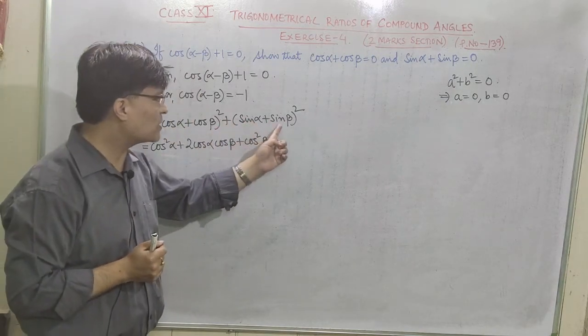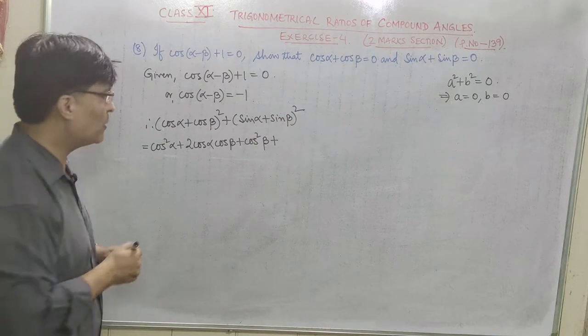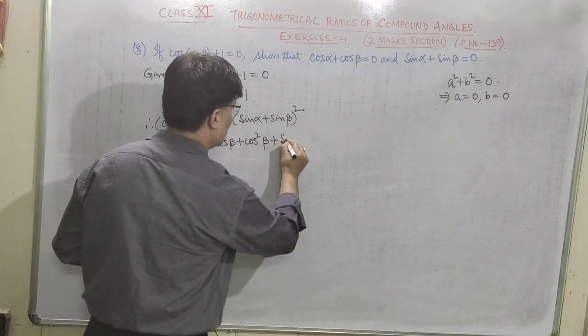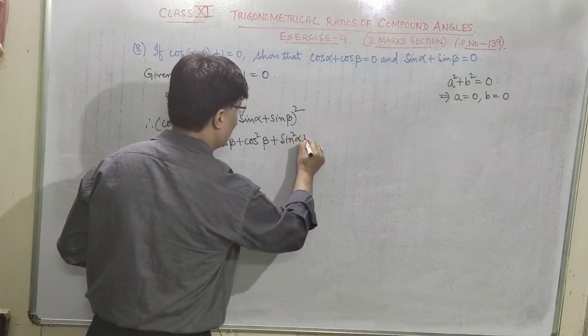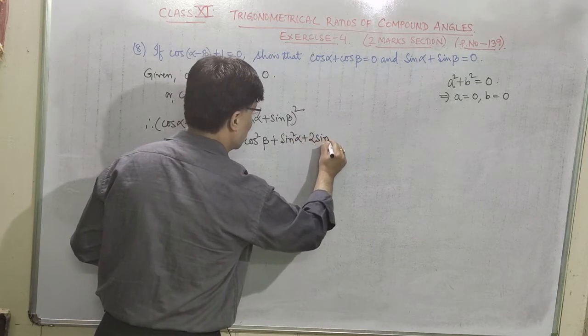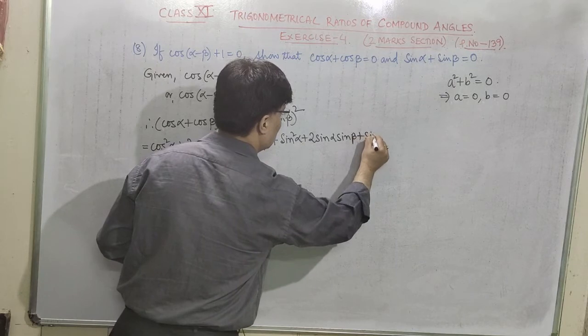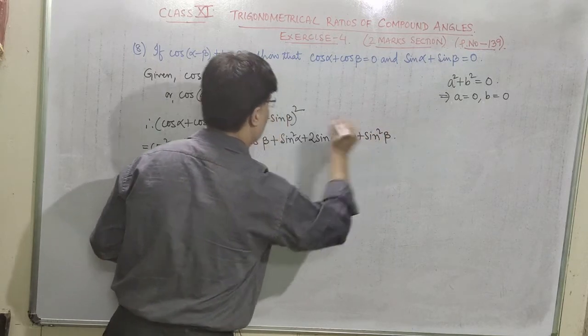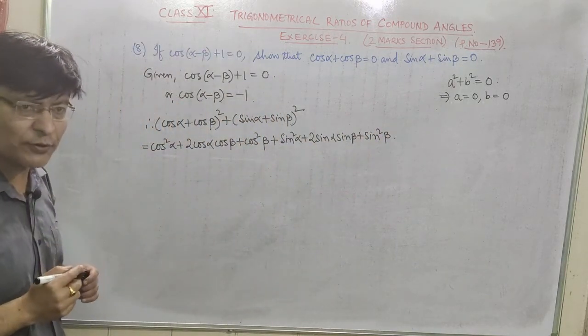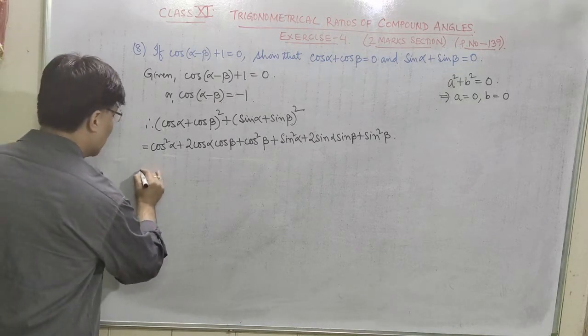Similarly, (sin alpha + sin beta) whole square is also (a + b) whole square, isn't it? So it is sin square alpha plus 2 sin alpha sin beta plus sin square beta. Is that clear to all of you? So now let us simplify it.